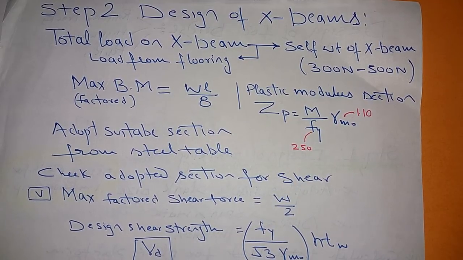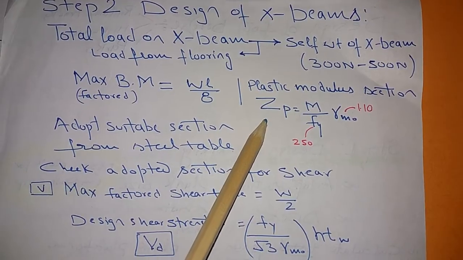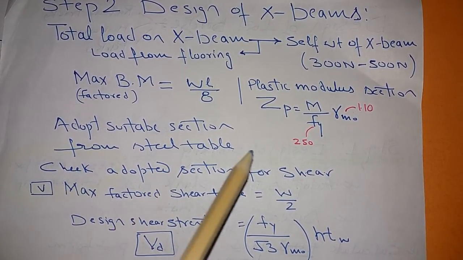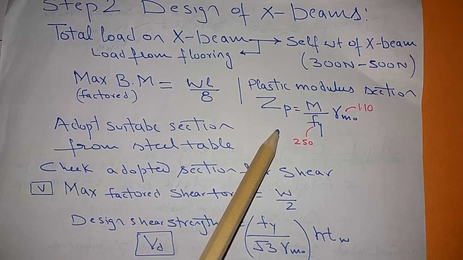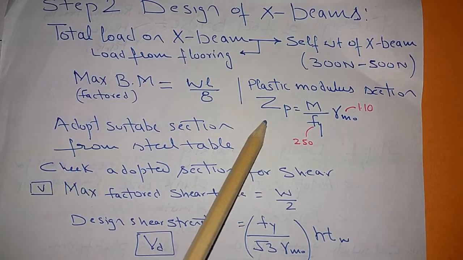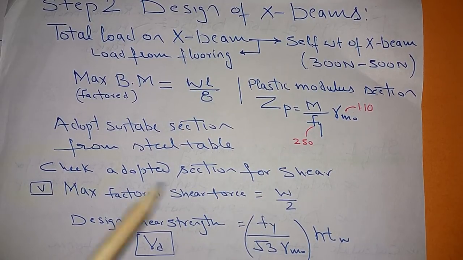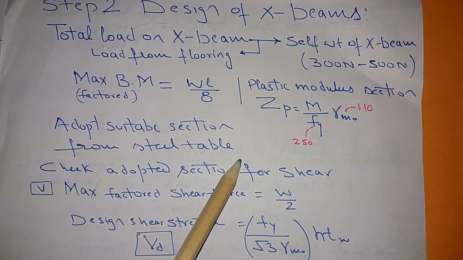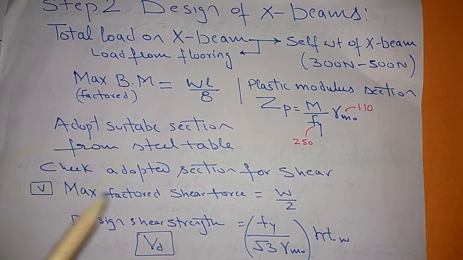Now again, according to this Zp, you adopt a suitable section from your steel table. The steel table gives different sections according to different plastic section modulus. So from the steel table you can choose any suitable section. Then after adopting this section, you have to go for the check for shear.